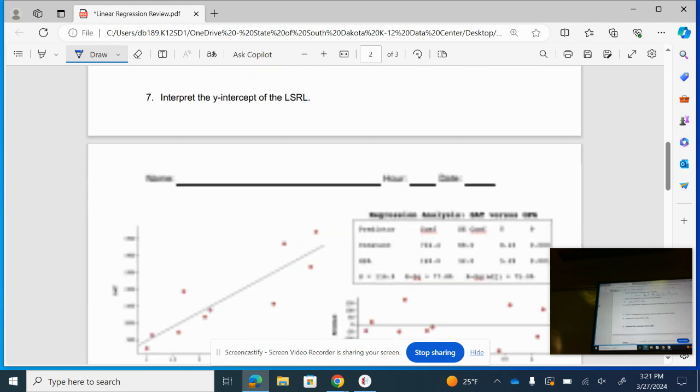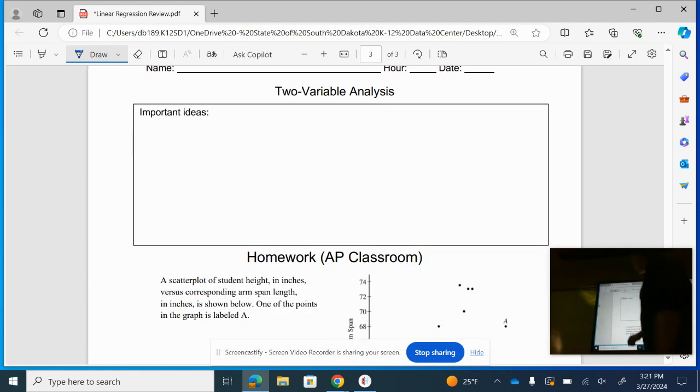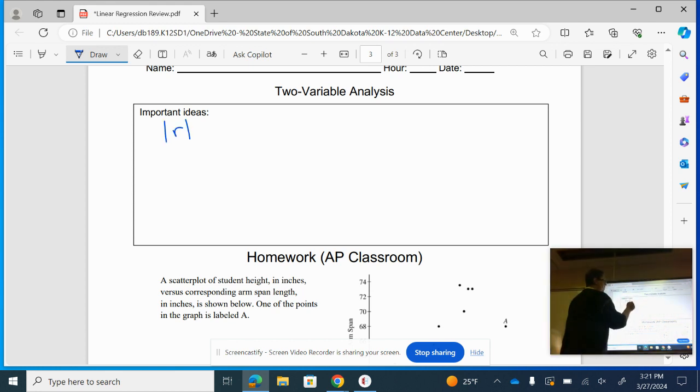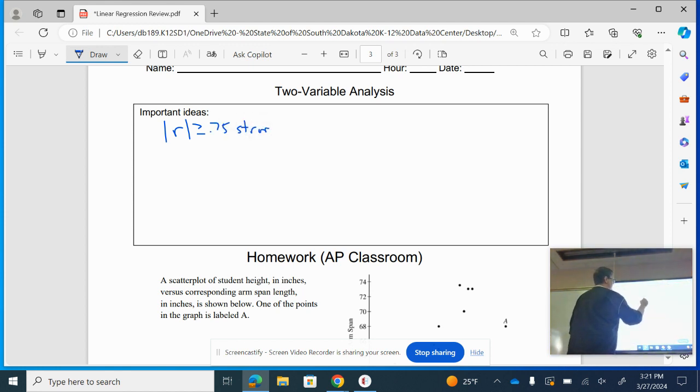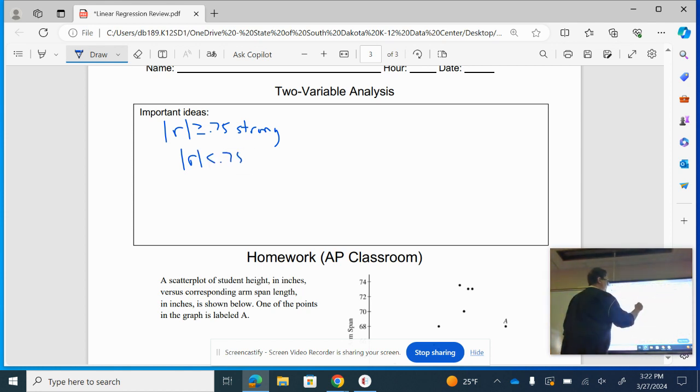So I'm going to page down here. We've got some notes. So here's an important idea that we could put in our notes. In terms of R, if the absolute value of R is greater than 0.75, we say that's strong. It can be positive, it can be negative. If R is less than 0.75, but bigger than or equal to 0.30, we've usually said that's moderate. And then if the absolute value of R is less than 0.30, we say it's weak. Okay.